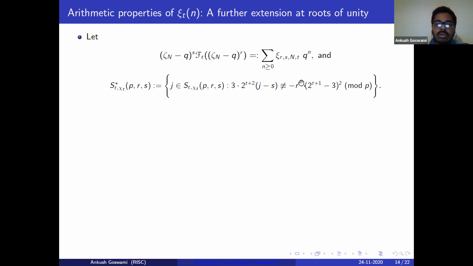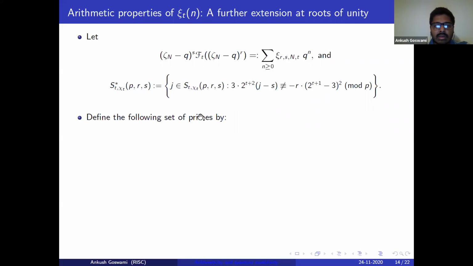So in order to find the congruence, you have to first define a similar type of set that Gavin defined in his paper. So you define the set S_t chi_t star of p, r, s as the set of all elements j belonging to S_t chi_t of p, r, s such that this condition is satisfied mod p. So this is precisely the set that Gavin considers. If you just put t equals 1, then you will see that this S_1 chi_1 star of p, r, s is the same as S star of p, r, s in Gavin's work.